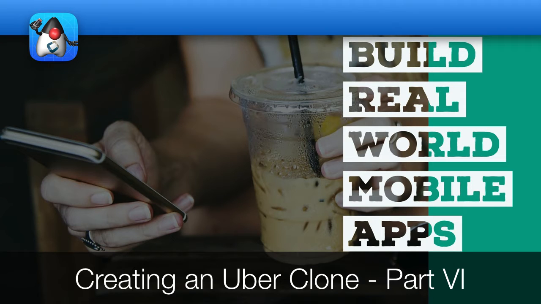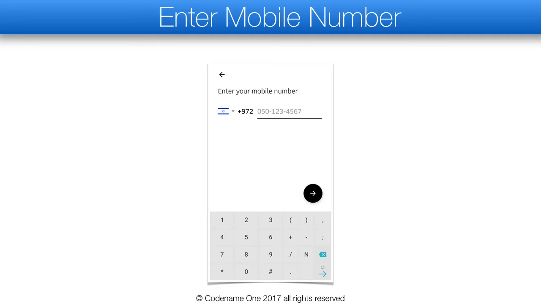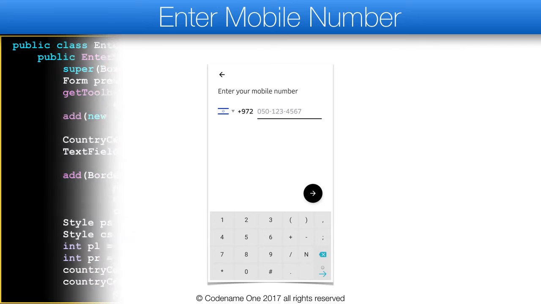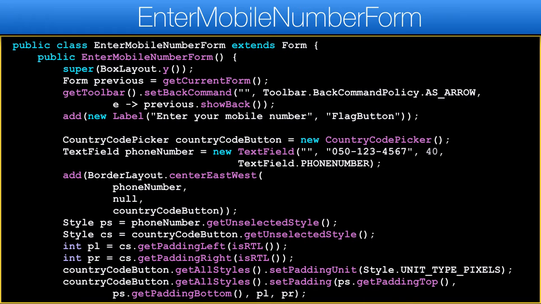In this part, we'll go into the SMS activation flow. The first form in the SMS activation flow is the enter mobile number form. It's a simple form, even though there are some interesting subtle features here. The cool thing is that we did almost all of the work for this element already. Let's jump right into the code that makes that form.